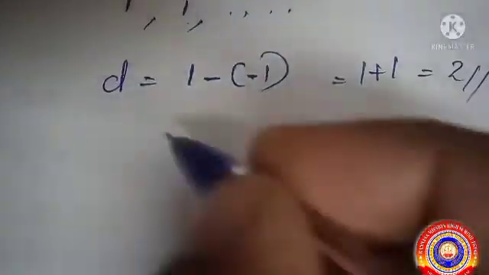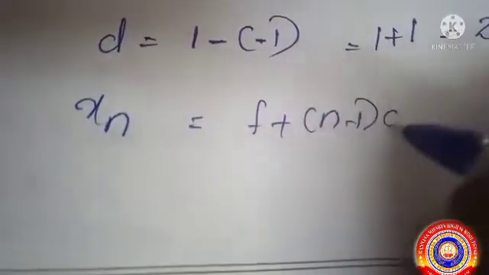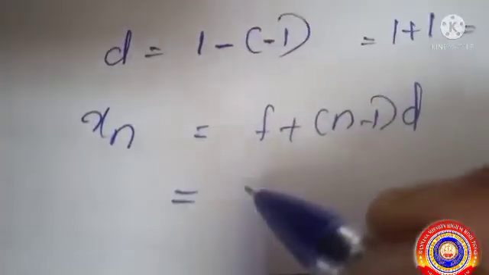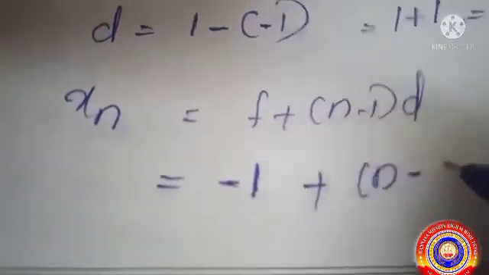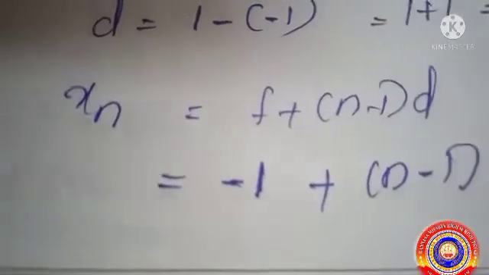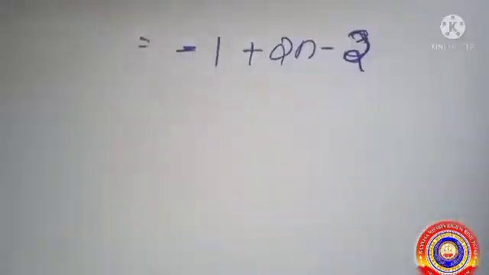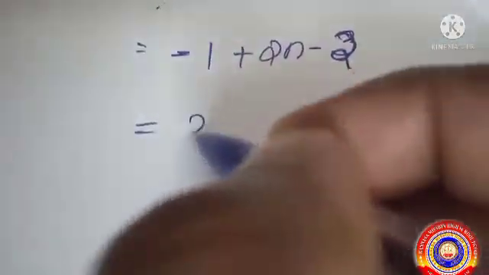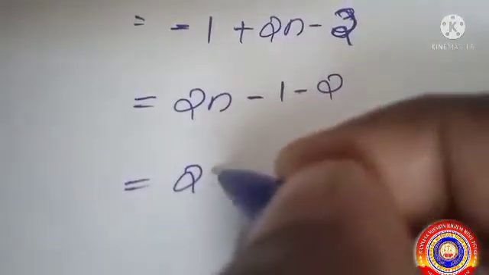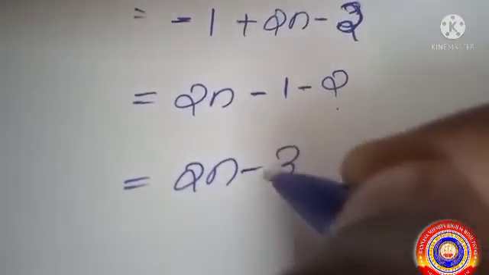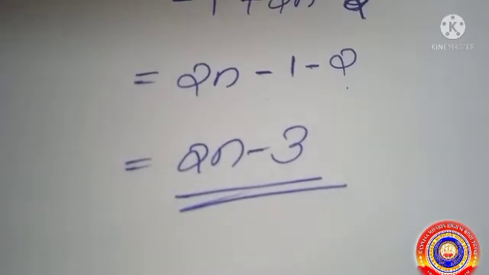Next we have to find its algebraic form. xn is equal to f plus (n minus 1) into d, which is equal to minus 1 plus (n minus 1) into 2, where d is equal to 2. Which is equal to minus 1 plus 2n minus 2, which is equal to 2n minus 1 minus 2, equal to 2n minus 3. So the algebraic form of the sequence is 2n minus 3.